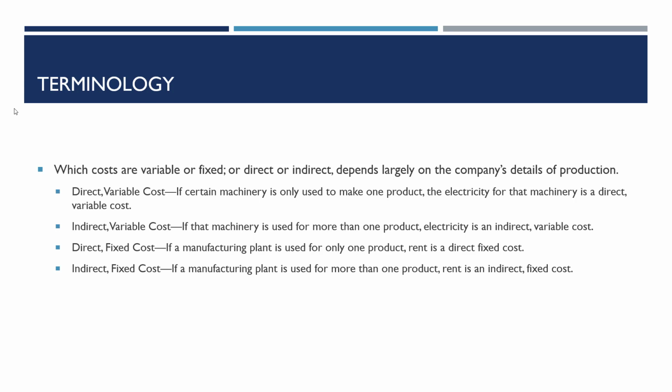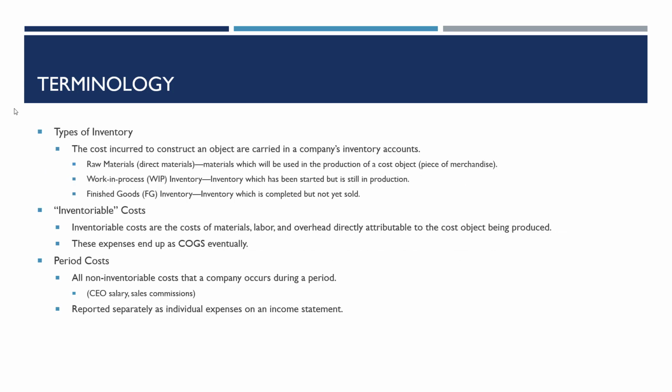But for the main plant back in Sherrill, where they made flatware and knives and spoons, etc., their rent at that place is fixed, but now you have to spread it out amongst a bunch of different products. It becomes an indirect fixed cost.